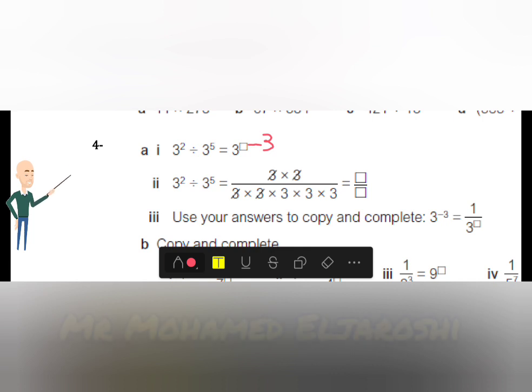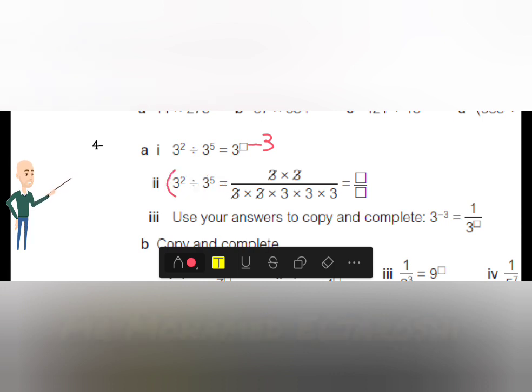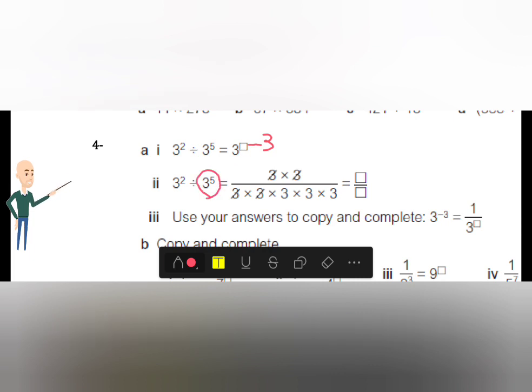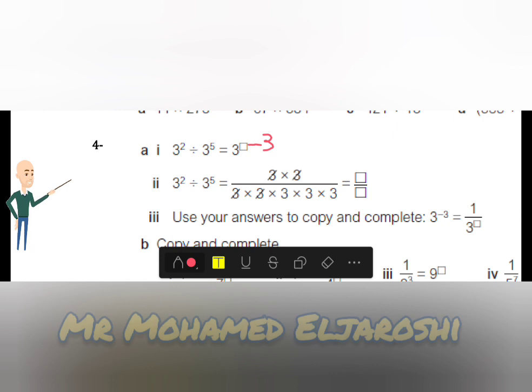Now the next one here, we have the same question but explained in another way. It means that we have 3 power of 2, so we have 2 3's multiplied by each other. And then we have 3 power of 5. It means that we have 5 3's multiplied by each other. And between them, we have the division sign, which means this line here. So how do you answer a question like this? By simplifying. It means we divide 3 and 3 together, and then 3 and 3 together. One from the top and one from the bottom.